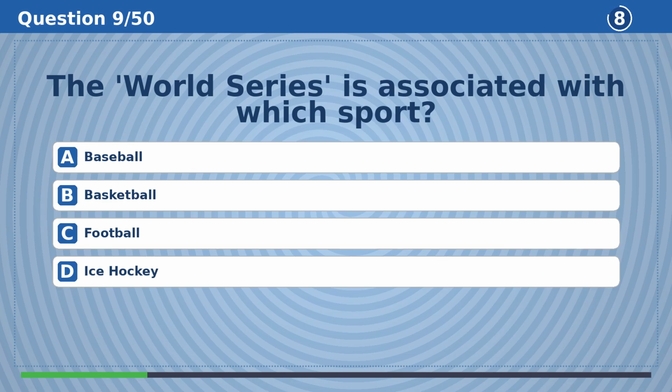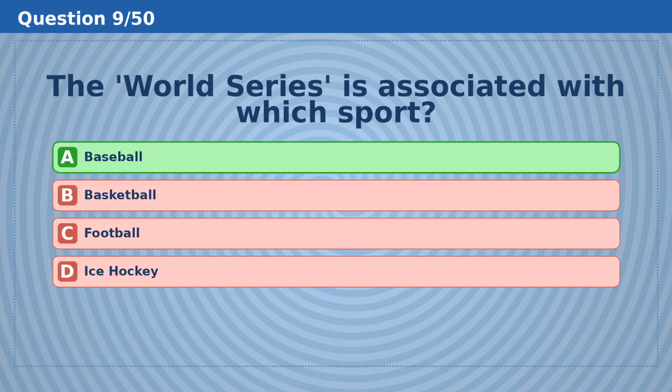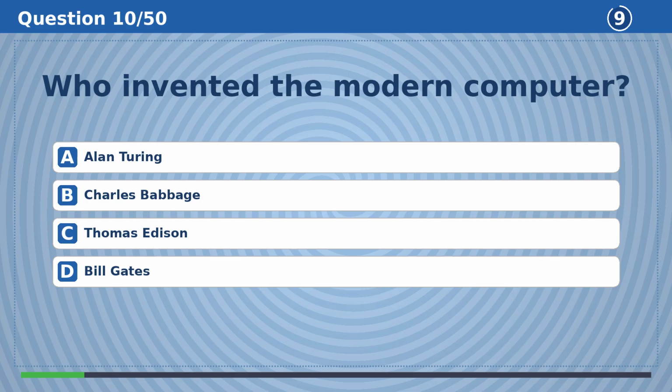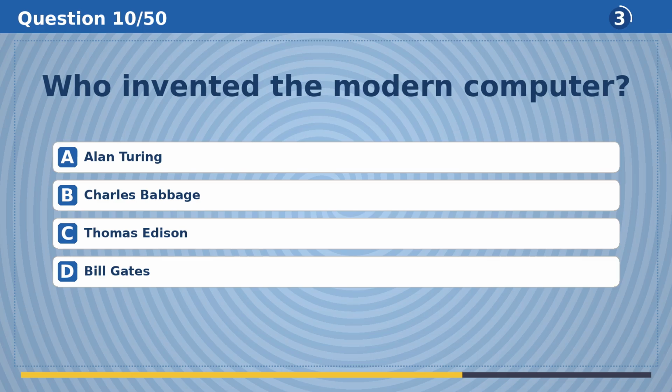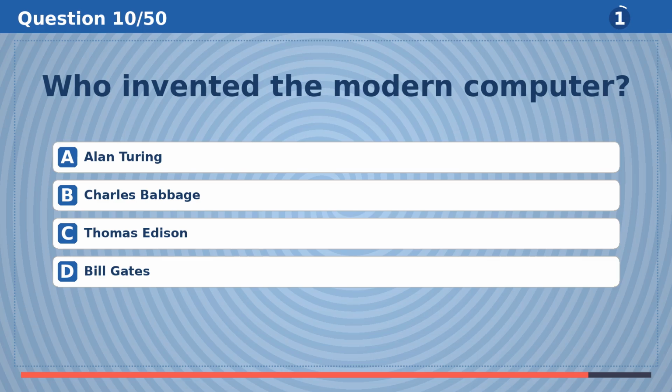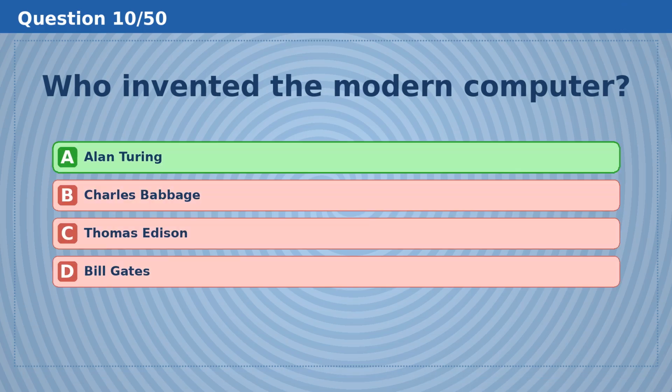The World Series is associated with which sport? The answer is A. Baseball. Who invented the modern computer? The answer is A. Alan Turing.